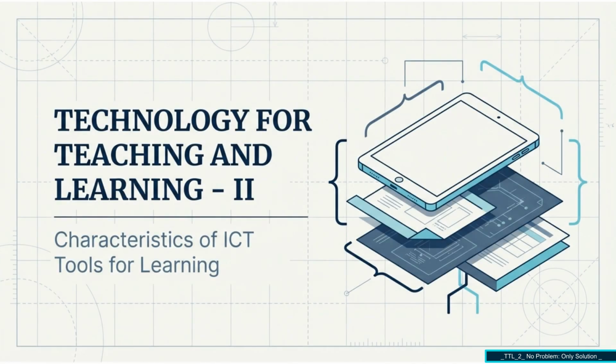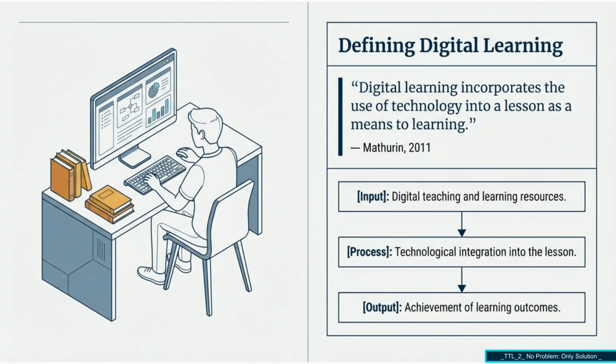Welcome to this video on technology for teaching and learning, focusing on the characteristics of ICT tools for learning. Digital learning integrates technology into lessons as a means to achieve learning. It follows an input-process-output model, where digital resources and technological integration lead to desired learning outcomes.